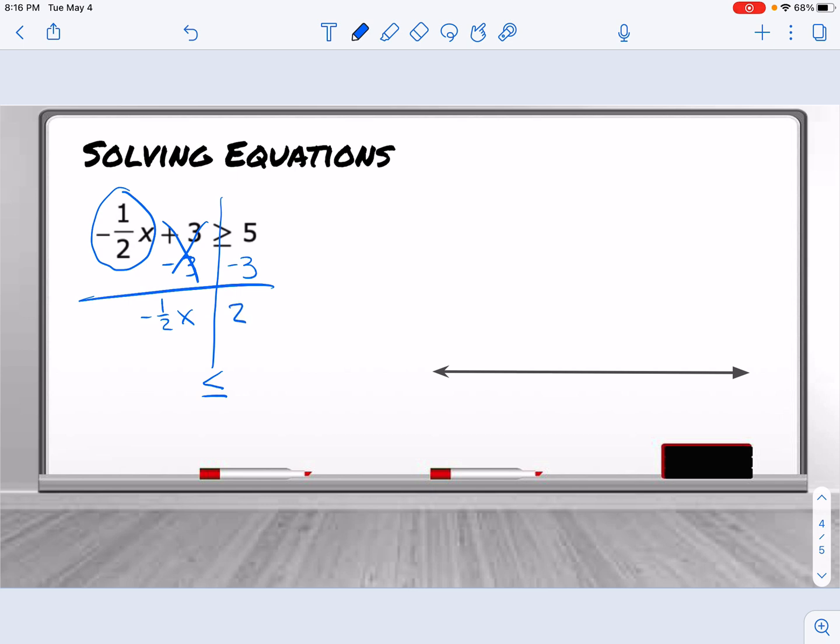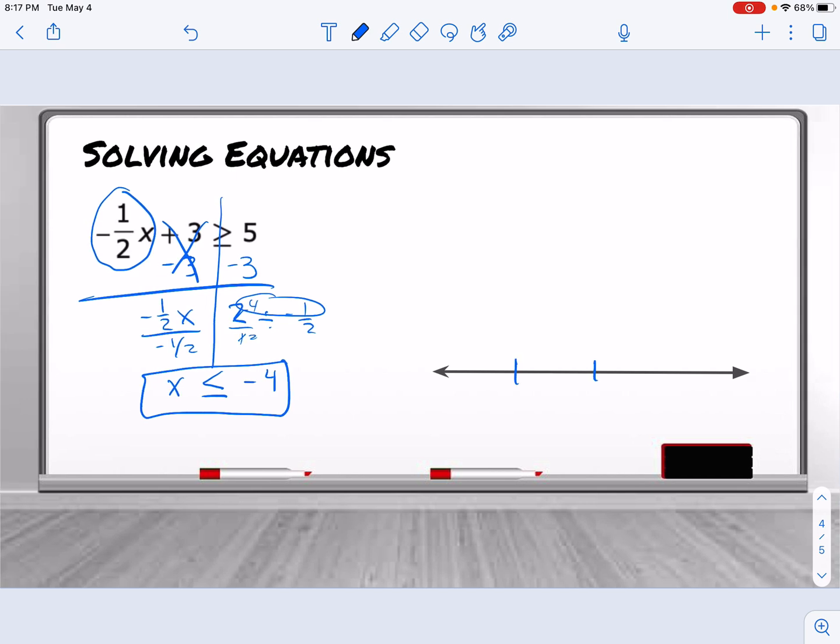Now we have to get rid of multiplying by negative half, so we divide by negative half. When dividing, make a common denominator. So 4 divided by negative 1 is negative 4. So x should be less than or equal to negative 4.